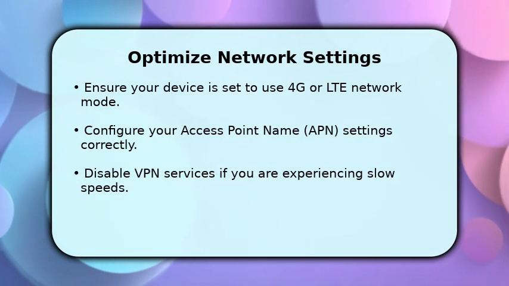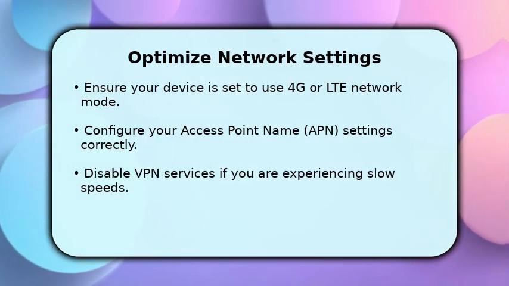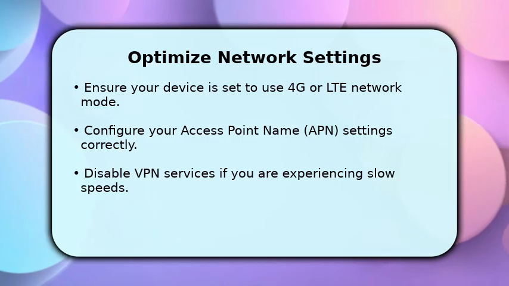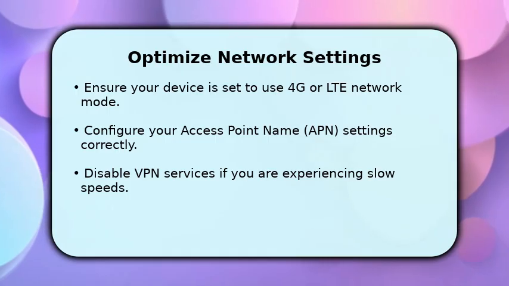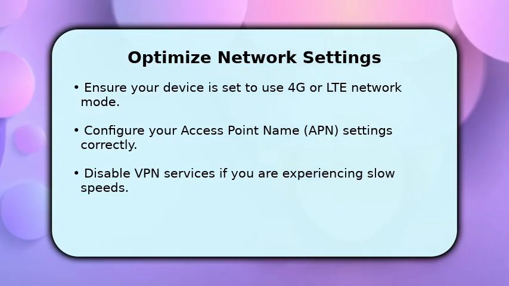Next, let's optimize your network settings. Make sure your device is configured for 4G or LTE network mode, as this provides the fastest speeds. Incorrect access point name or APN settings can severely limit your connection, so double-check them. You can find the correct Zong APN settings online.